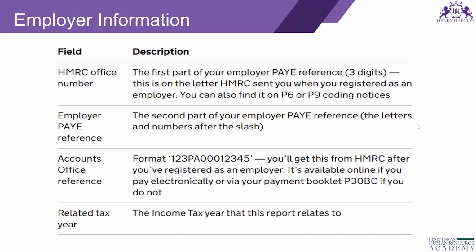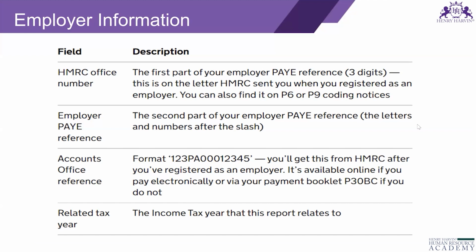The P6 and P9, do you remember? P9 is the form that you download to update tax codes of employees at the start of the year. When you download the entire list at the start of the financial year, it is P9. When you download it every month, at a later stage, it is P6. So you can find this number on that report as well.